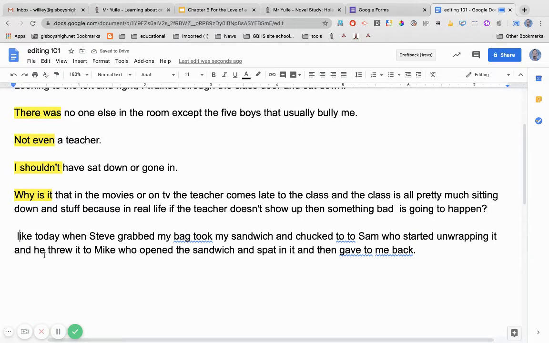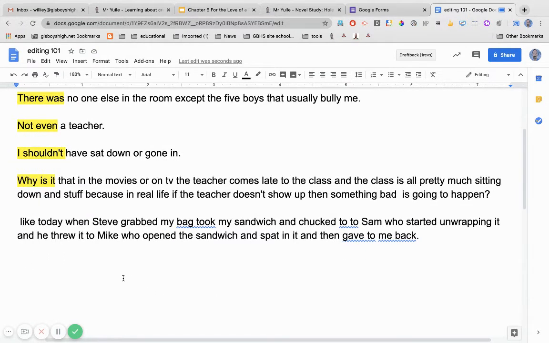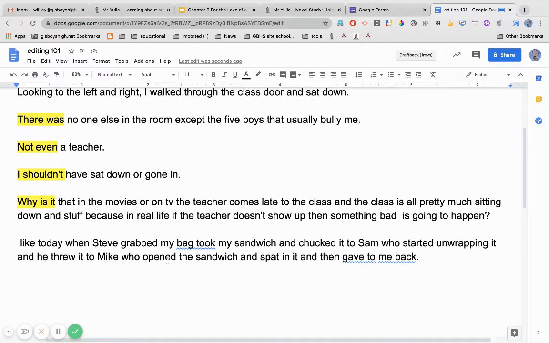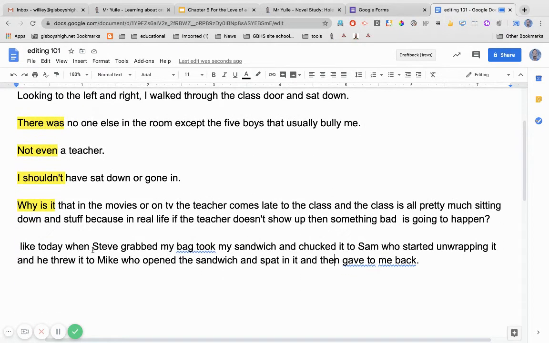And if we start the next sentence with "like today when Steve grabbed my bag, took my sandwich and chucked it to Sam, he started unwrapping it and he threw it to Mike, who opened the sandwich and spat in it, then gave it to me back." That doesn't make sense. Starting with the word like is not great.